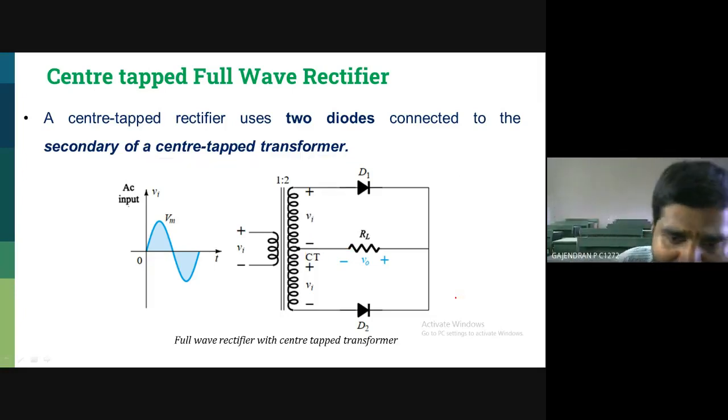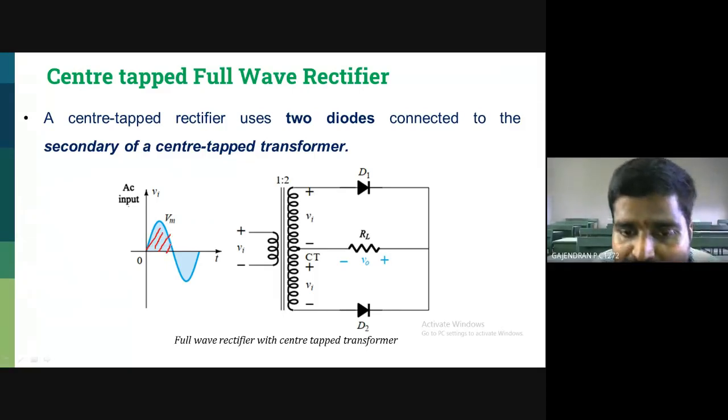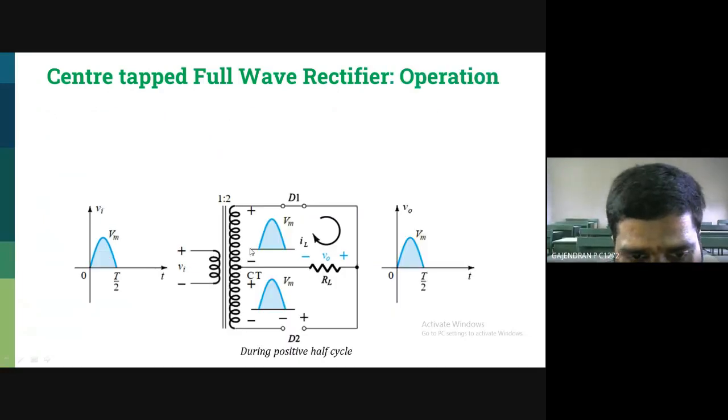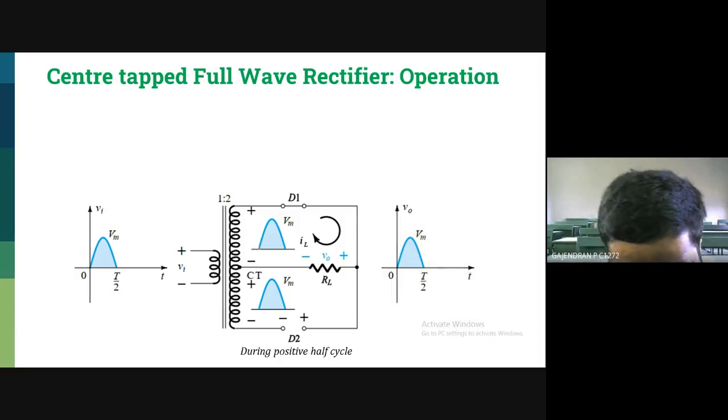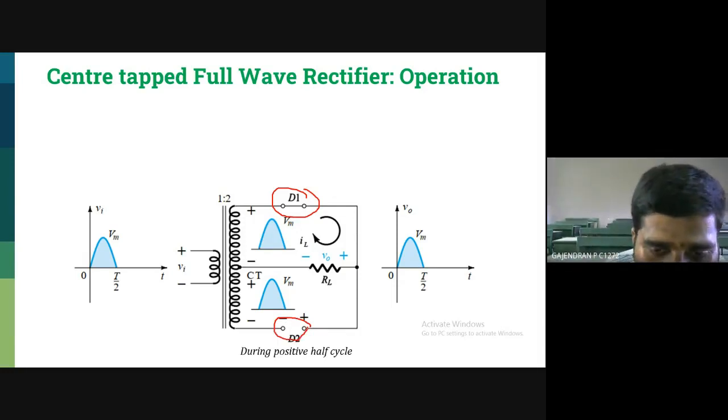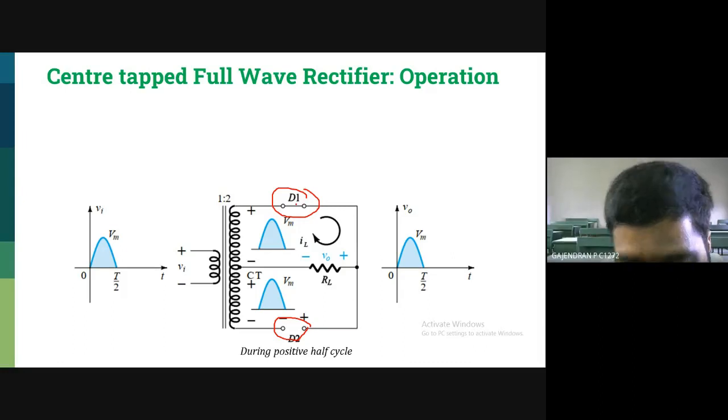Can anyone tell me, if I give the positive half cycle, so if I apply the positive half cycle, this is the portion available across this diode. This is also a portion available across this diode. So please consider it as a switch.